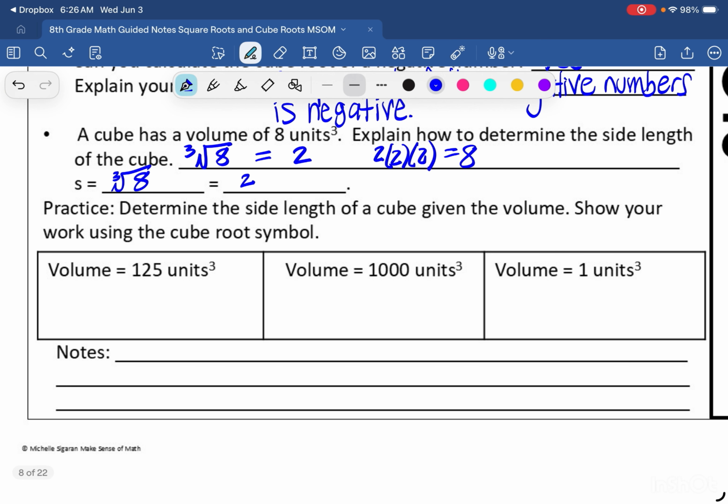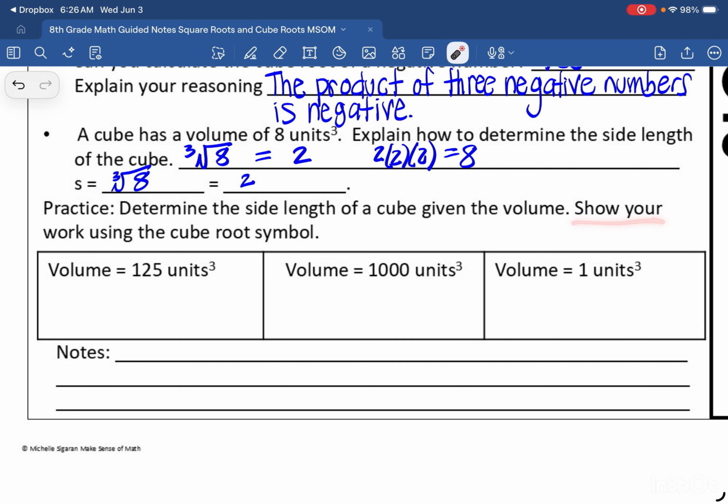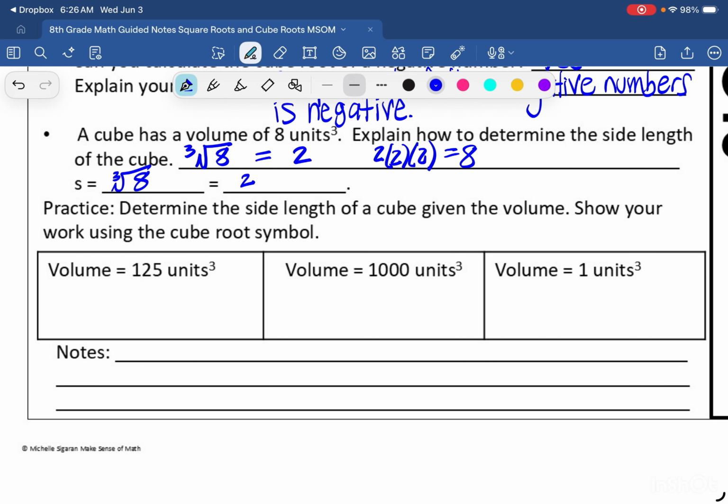Determine the side length of a cube given the volume. Show your work using the cube root symbol. So we have the volume of a cube is 125. So I'm going to figure out the cube root of 125, and that is going to be 5 units.